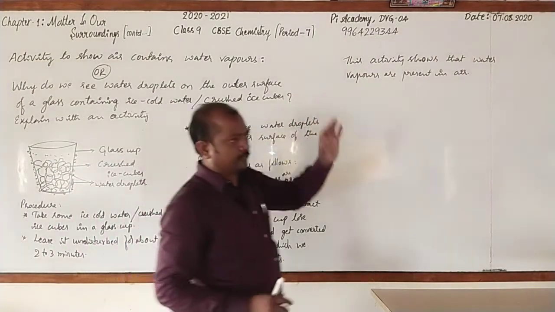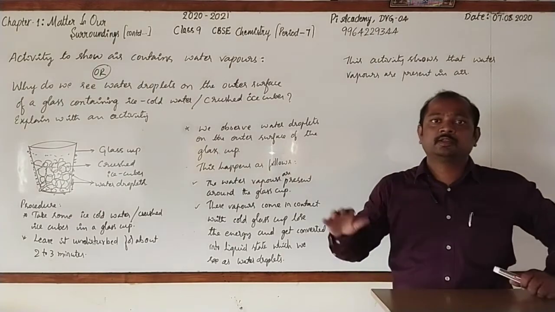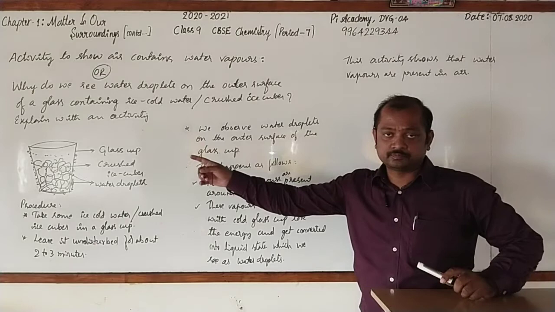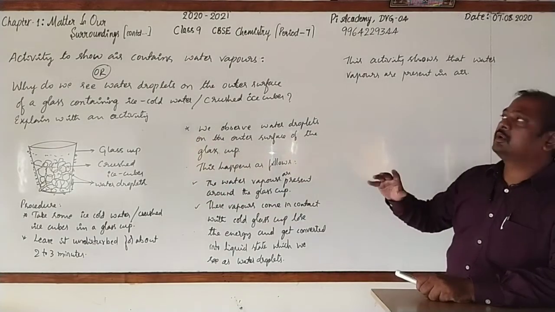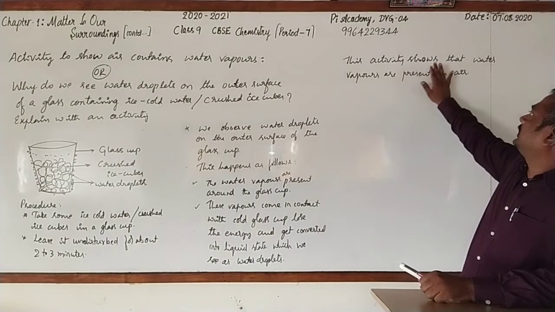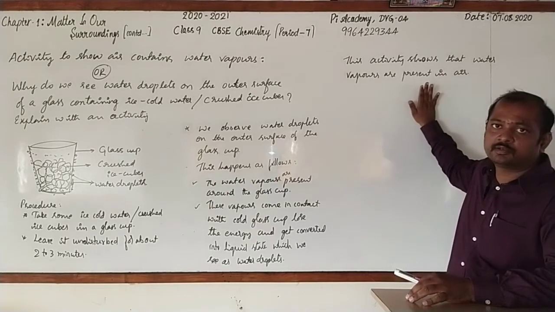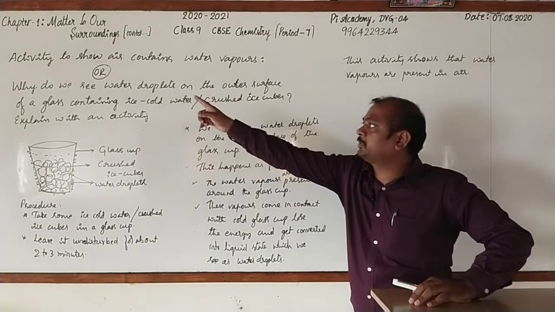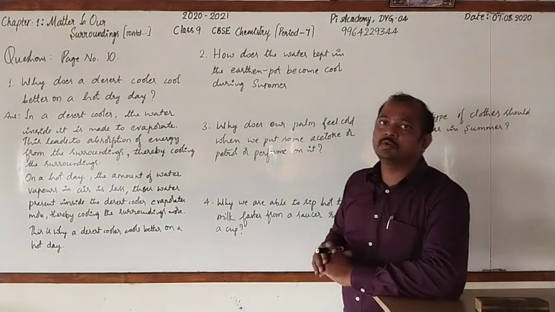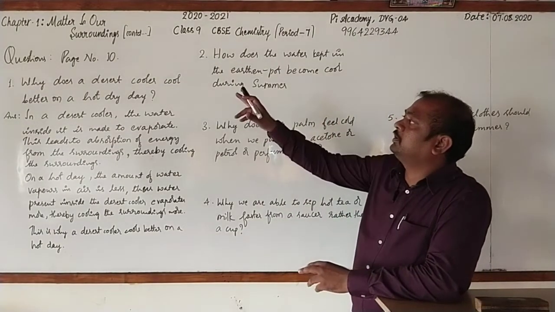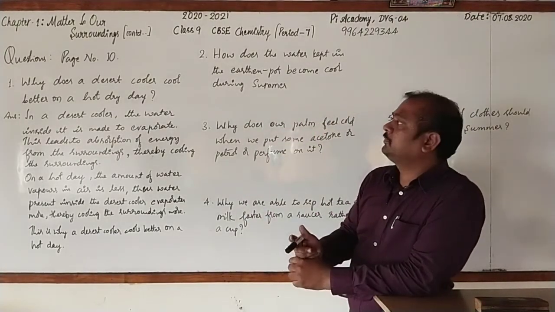Clear? So from this activity, as water vapors are present in the air, they get converted into liquid and form droplets on the surface of the glass cup. So from this activity, we can show that water vapors are present in air. Clear? Yes, please go for copying from there to here. Dear students, now we are going to answer the questions that are given on page number 10, which are blue in color. Even you might have observed them.